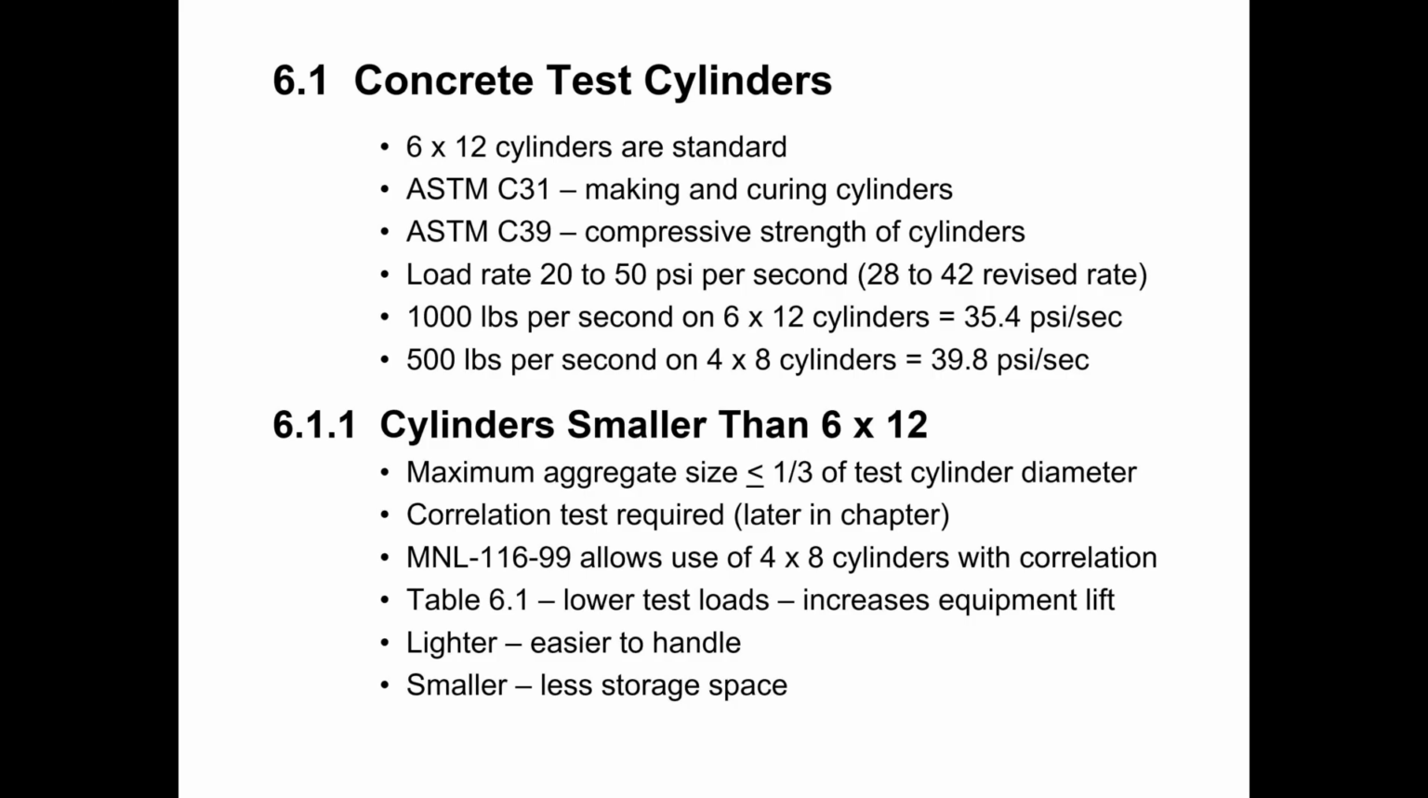Using smaller cylinders also saves wear and tear on your compression machine. So as shown there in the table, if you have a 6,000 psi required strength, for a 4x8 cylinder, you would only have to apply a load of a little over 75,000 pounds, whereas for a 6x12 cylinder, you would have to go up to almost 170,000 pounds. So we're looking at loads that are significantly lower when using 4x8 cylinders. So that does help to save maintenance costs on our compression test machine.